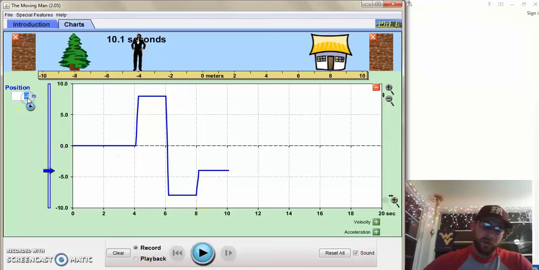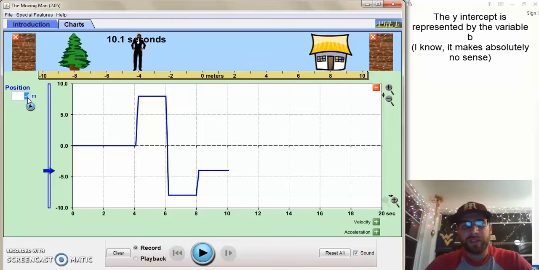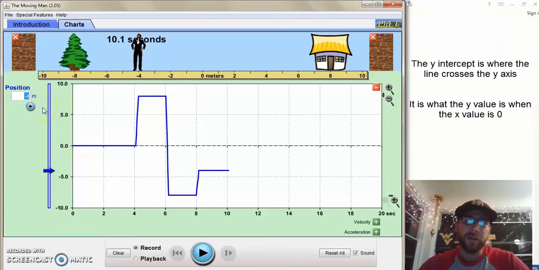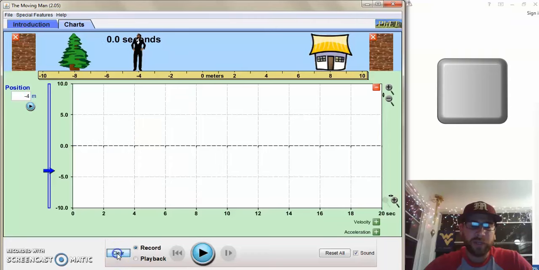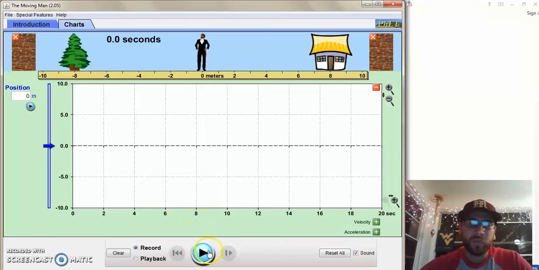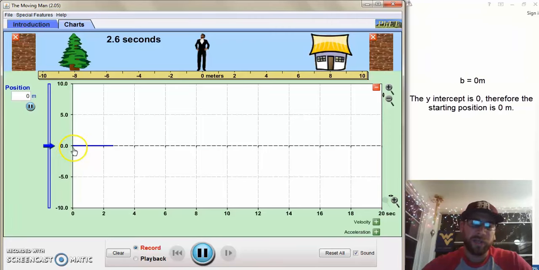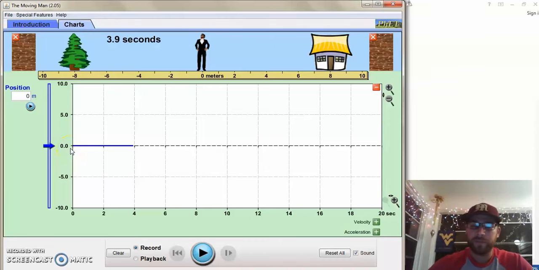Another important term that we are going to be discussing is something called the y-intercept. In mathematics class, the y-intercept is where your graph, your line, is going to be crossing the y-axis. But what does it mean? Well, for a position versus time graph, it is going to be representing the starting position of moving man. So if I were to reset this, and we put moving man to a position of 0, well, that is what his y-intercept is going to be. He starts at a position of 0, so his y-intercept value is 0. The graph starts at a position of 0.